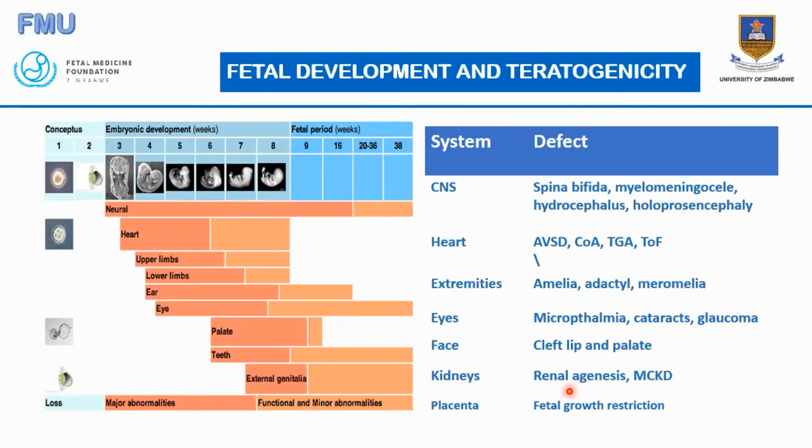Then with eyes, we may see microphthalmia, hypotelorism, hypertelorism; cataracts and glaucoma are super difficult to diagnose. Face: cleft lip and palate, flat face, hypoplastic nasal bone. We see all these abnormalities, as you see from some of our work. Then kidney, you may have renal agenesis, multicystic kidney disease, or lower urinary tract obstruction, which is fairly common. Then at the level of the placenta, any insult to the placenta from one drug or another, or from infection, may result in placental insufficiency, leading to fetal growth restriction.